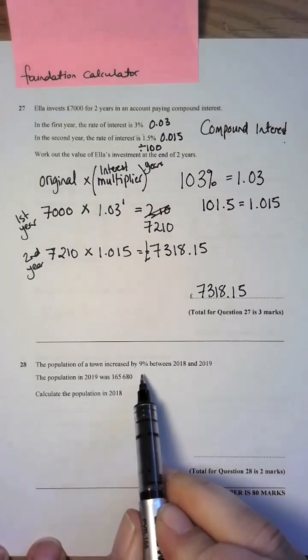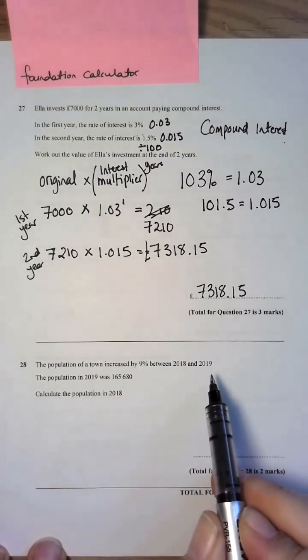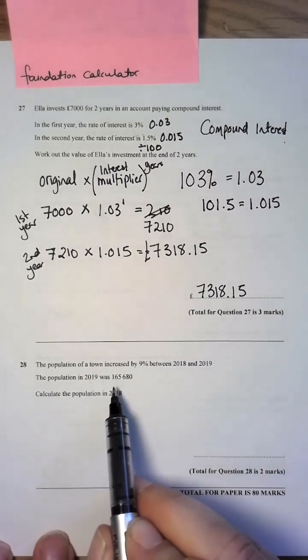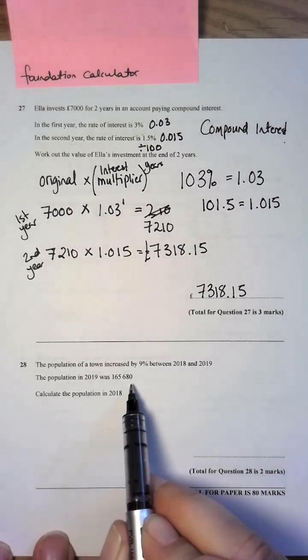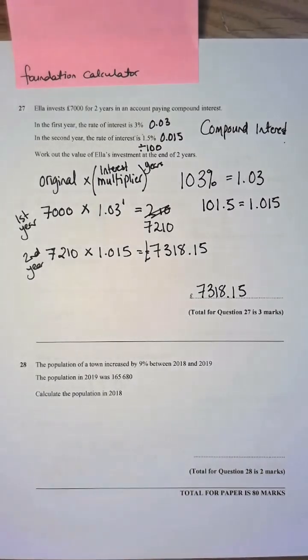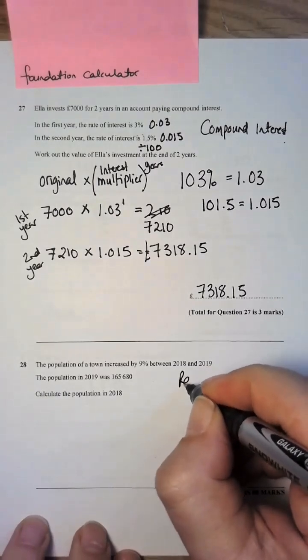Population of a town increased 9% between 2018 and 2019. The population in 2019 was this number here. Calculate the population in 2018. Okay, so this is a reverse percentage question.